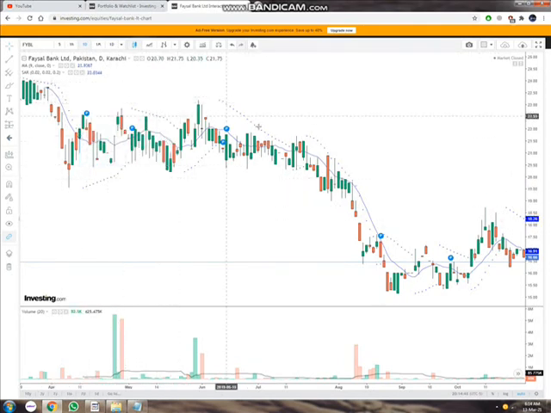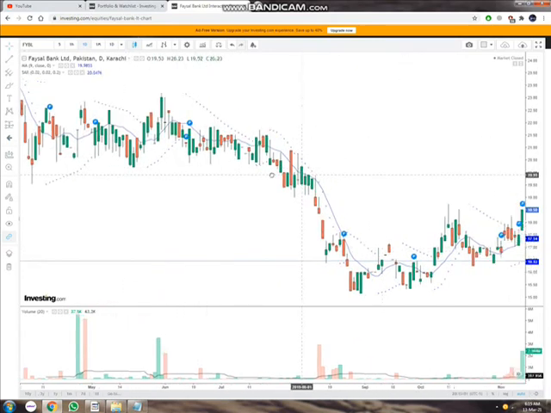lower lows, again lower lows. When a trend has formed lower lows, it generally means that it is in a downtrend. So you can enter that trend at any point. As you can see, besides these bullish candlesticks, it is going down.